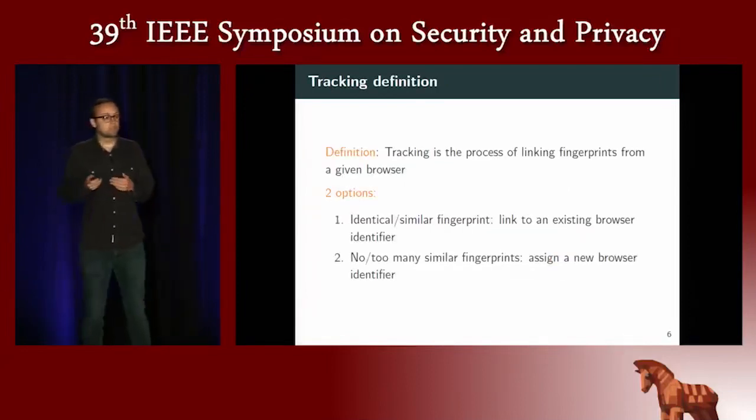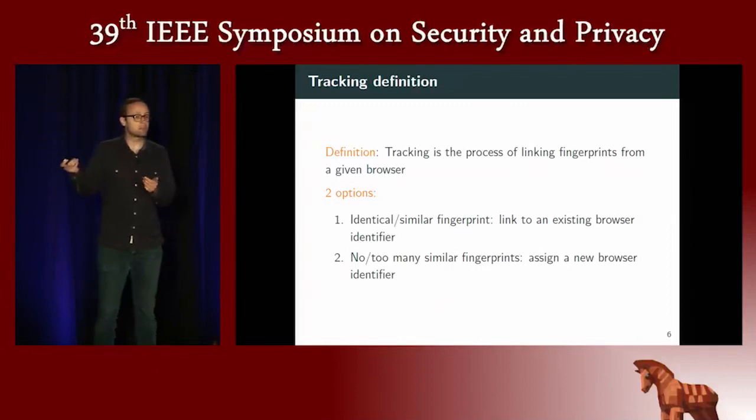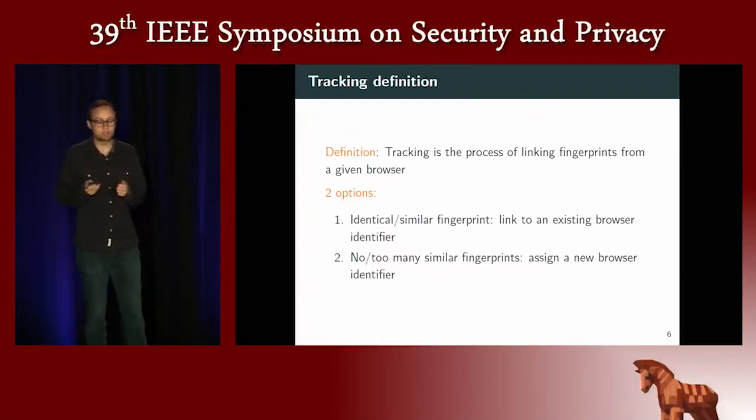So now the goal is to evaluate fingerprint tracking. Let me briefly define what we mean by tracking. In our case, tracking is the process of linking different fingerprints from a given browser. When a website collects a fingerprint, you want to link it with a fingerprint in the database and assign the right identifier. So we have two options.